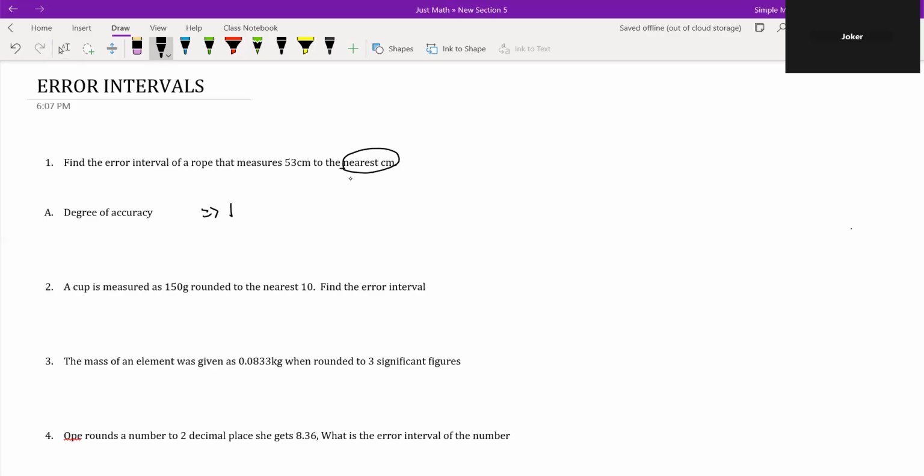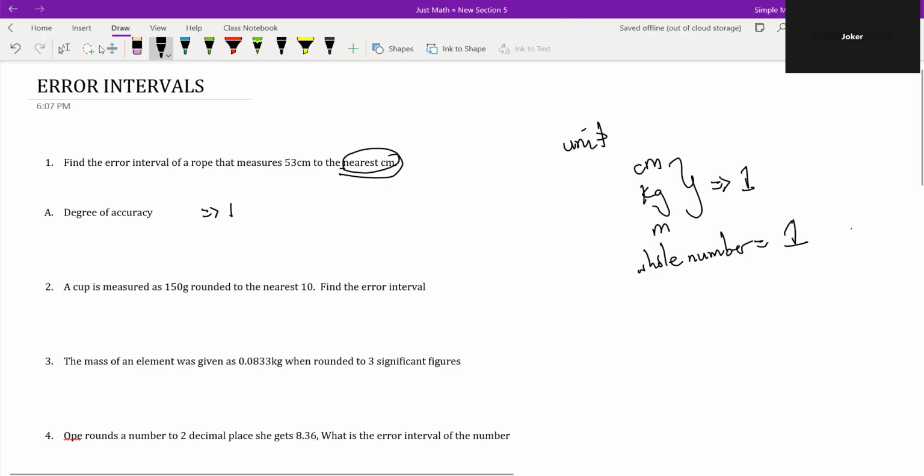Whenever the question says the nearest unit, for example the nearest centimeter, the nearest kilogram, the nearest minute, your degree of accuracy is just 1. Or when you say the nearest whole number, the degree of accuracy is also 1. So when they give you something like this, you just know your degree of accuracy is 1.